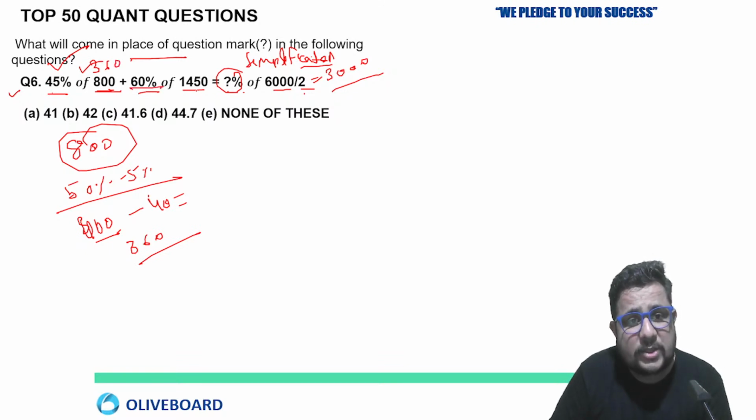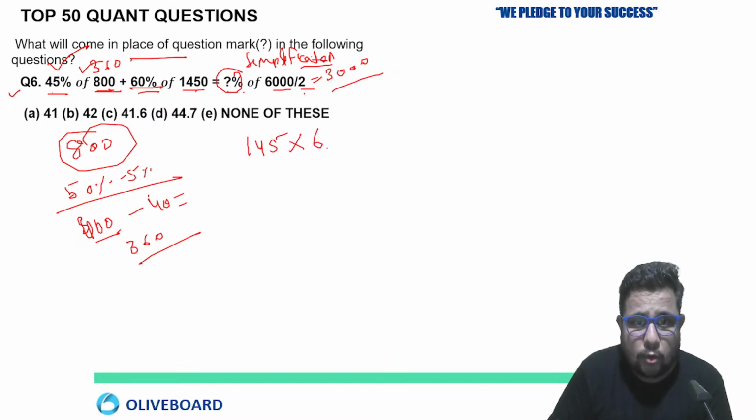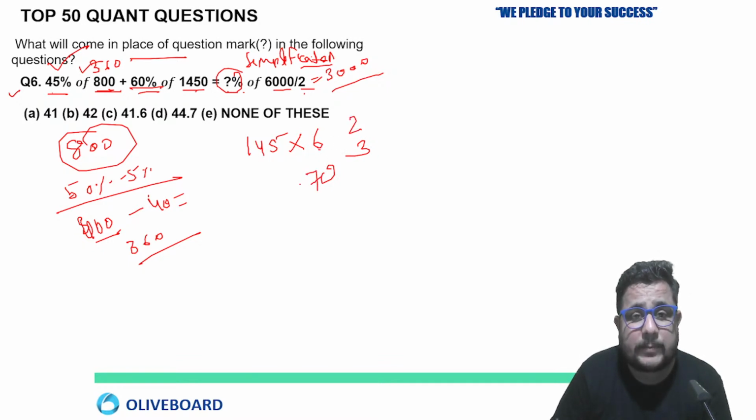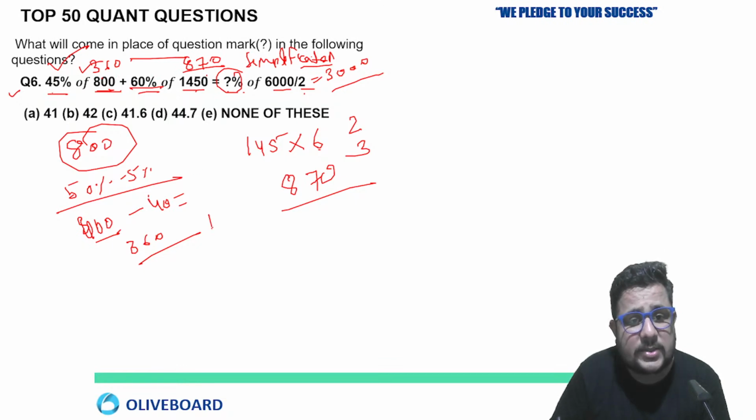Now 60% of 145. So 10% is 14.5. Multiply by 6. So 6 5s are 30, 0, 3 carried. 6 4s are 24 plus 3, 27, 2 carry. Now 6 1s are 6 plus 2, 8. So 870. So 360 plus 870. 800 plus 300, 1100. 70 plus 60, 130. So 1230.